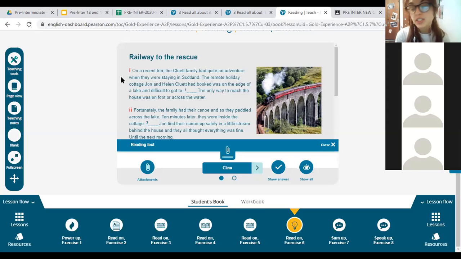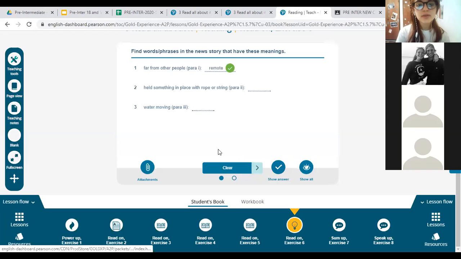We need an adjective, right? I already mentioned this word. And remote. Remote. Very good. A remote holiday cottage in Scotland. It was very far from everything, right? So far that they had to go on a boat.